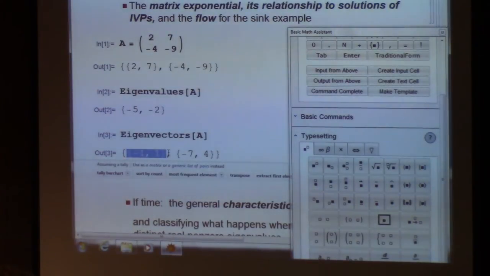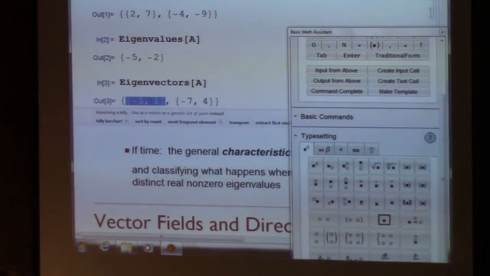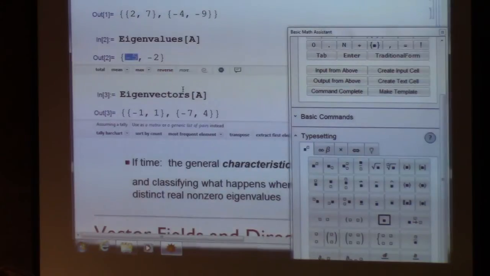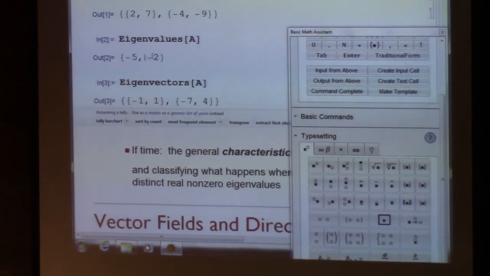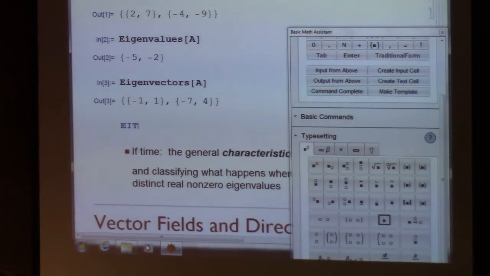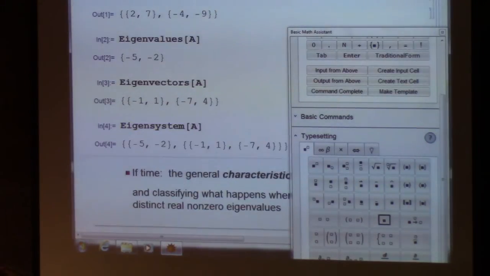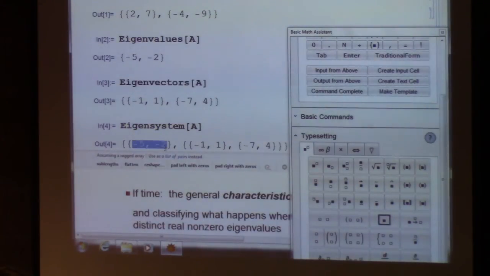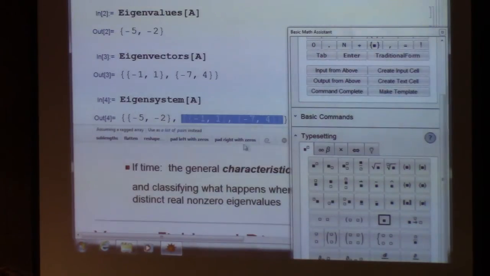Multiply that one by -1. Multiply that one by -1. You get Mathematica's answers. They are in the right order. This one goes with the first eigenvalue. The second eigenvector goes with the second eigenvalue. You can do this all at once with what's called Eigensystem. These are the eigenvalues, these are the corresponding eigenvectors as lists. All right, what's this matrix exponential idea?